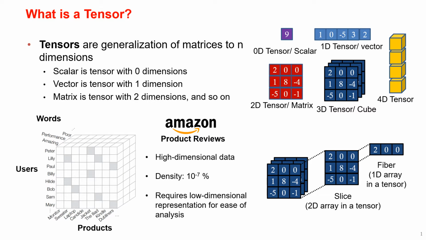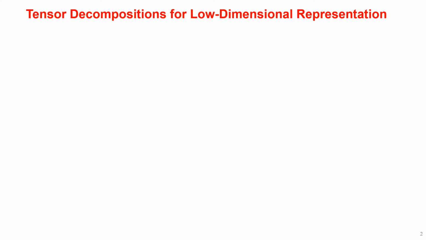Many of the real-world datasets are represented in the form of large multidimensional tensors, and especially the sparse tensors. For example, here I am showing Amazon product review tensor, which consists of people, products, and product reviews. This tensor is extremely large and sparse and requires low-dimensional representation for ease of understanding. Tensor decompositions are common methods to find low-dimensional representation of such large multidimensional tensors.